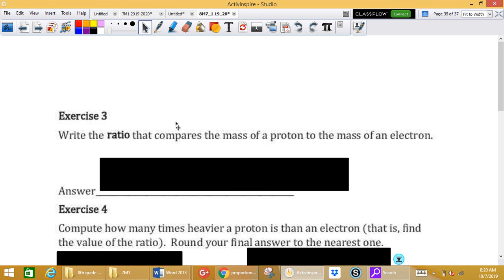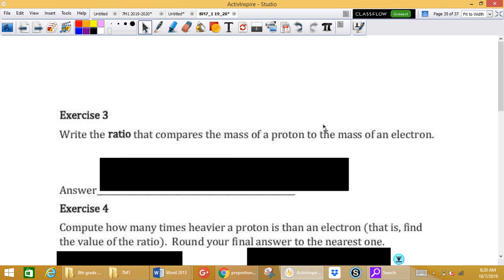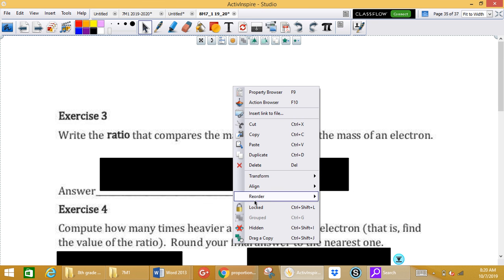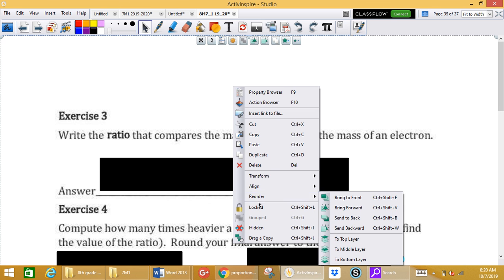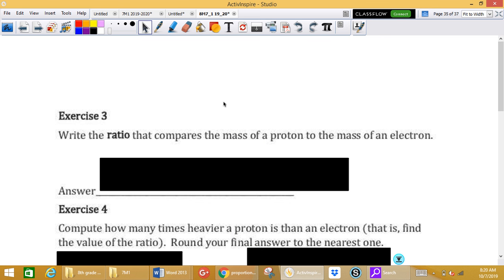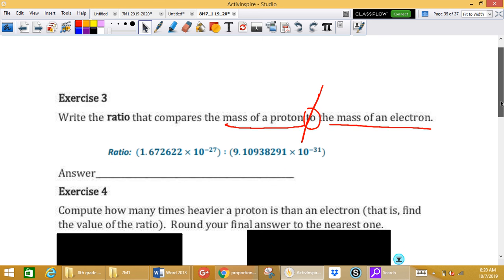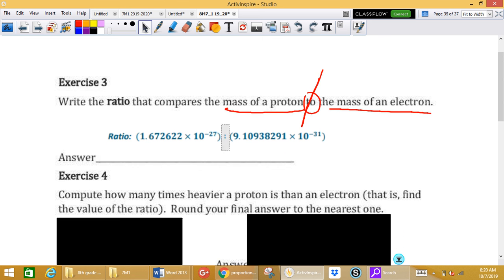Write the ratio that compares the mass of a proton to the mass of an electron. So a ratio, so we've got the mass of a proton to the mass of an electron. So there's our ratio. You can write it with the dot dot, or you can write 1 as the numerator and 1 as the denominator.